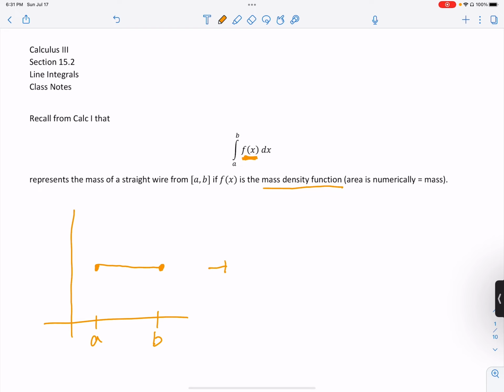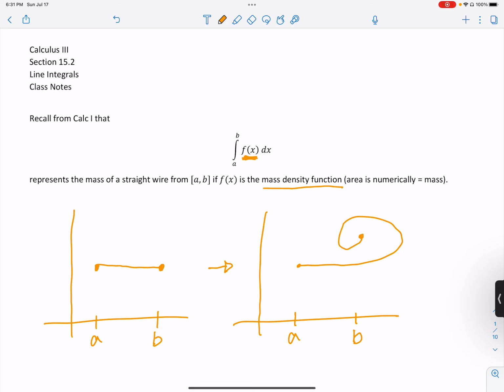Now, the problem that we're leading to is that we're dealing with 3-space, and we have vector-valued functions that follow a line in space. We could have an A and a B, but since it's in space now, the wire could do something like this, right? Does this mean we could still find mass? Yes, but we're going to have to change it just a bit. We're going to change it to 3 dimensions.